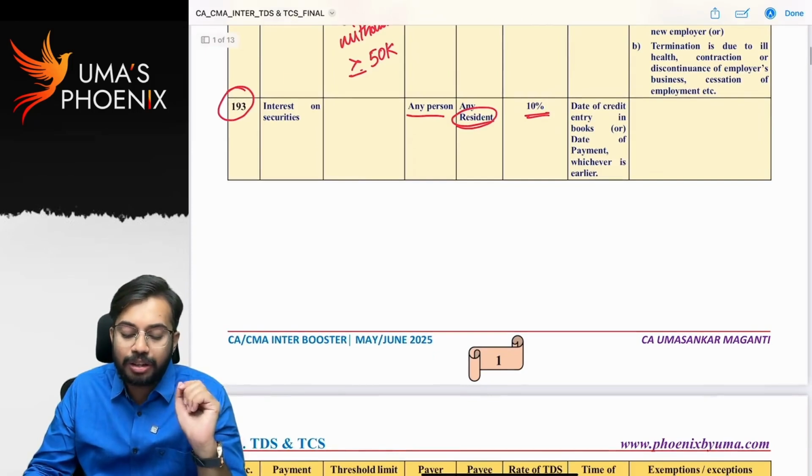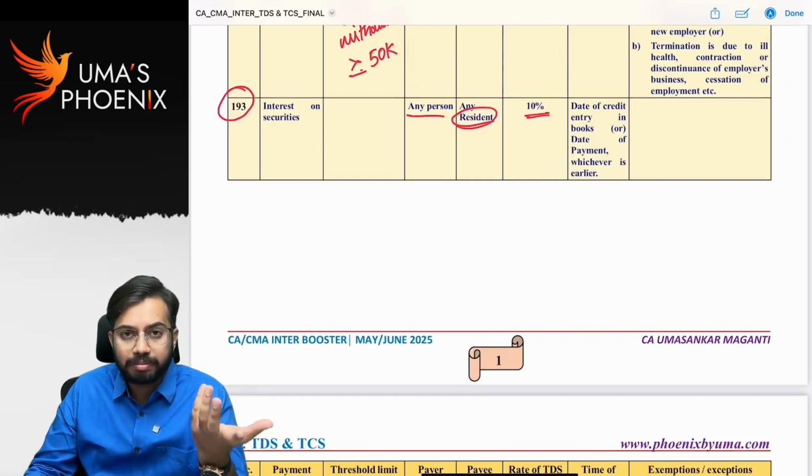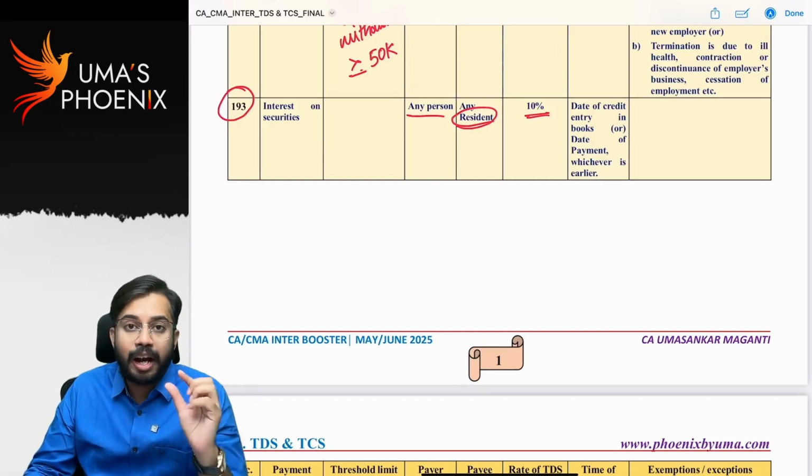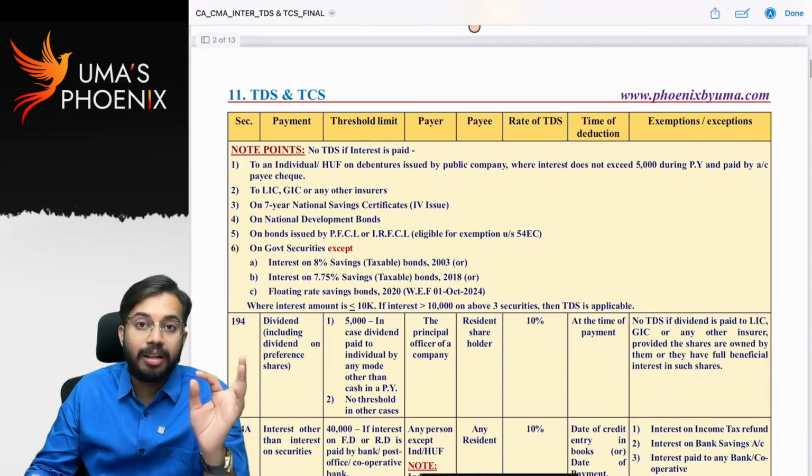So in case of interest on securities, the payer can be any person, but the payer should be resident in India. The rate of TDS is 10%. When is TDS required to be deducted? On the date of credit entry in books of accounts or date of payment, whichever is earlier. These note points are very much important.